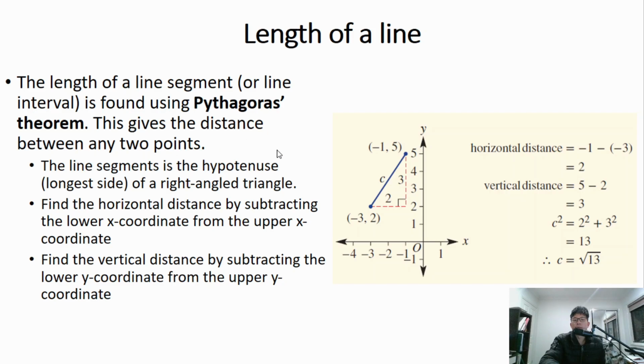This gives the distance between any 2 points. So if you can see here, we're using Pythagoras' theorem to find that line there. The line segment is the hypotenuse, or the longest side of a right angle triangle. Remember, the hypotenuse is the longest one.